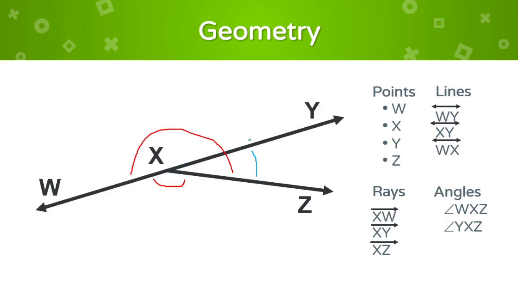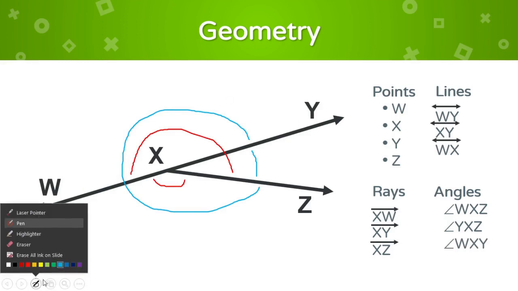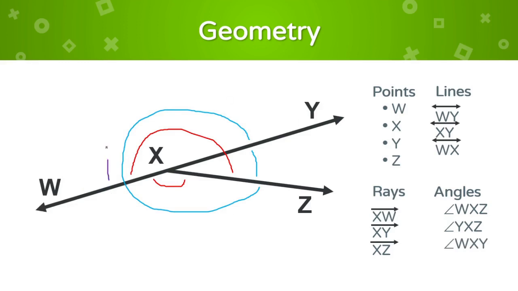Also, YXZ din. Ito po. Itong bigger angle. And of course, the last one is angle WXY. Ito po yung straight line. Ayan. Pwede siyang ito. Pwede po siyang this one, or itong sa kabilang side. Okay? So, ayan na.